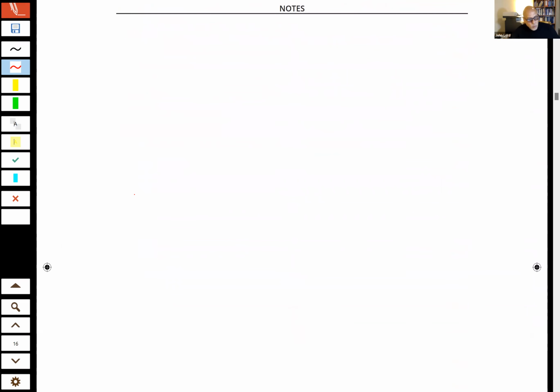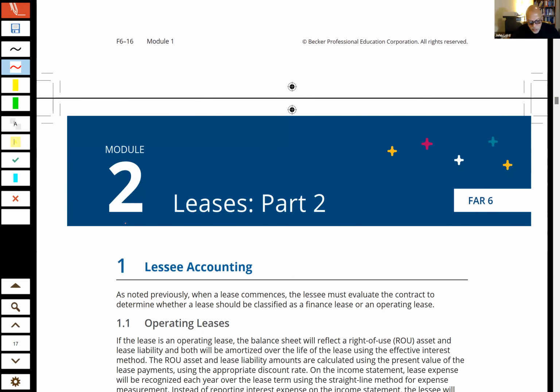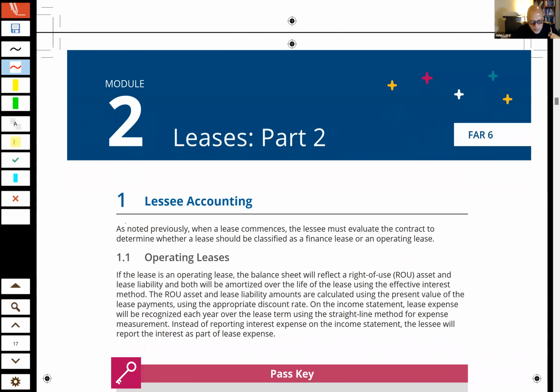So let's just come over to module 2 now, and let's start taking a look at how we'll actually do the accounting. We'll look at the accounting for the operating lease. We'll look at the accounting for the finance lease, both from the lessor and the lessee standpoint. And then if we have time, I don't know if we will, I'd like to go back and look at that sale leaseback thing, but we may not have time for that. But let's go ahead and take a look at the operating lease, okay?